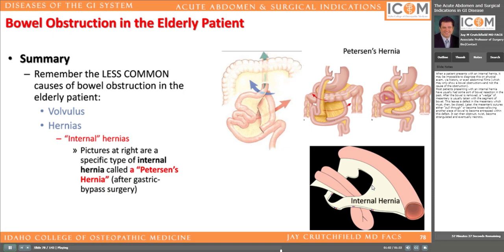The images here show an internal hernia, which is specific to those patients who have undergone a certain type of gastric bypass surgery. It's called a Peterson's hernia. Look at these images closely to make sure that you understand how a Peterson's hernia can occur. The picture in the lower right shows a standard internal hernia, which can result when a segment of small bowel slides through a defect in the mesentery. That defect, as I mentioned, is usually caused from previous surgery.